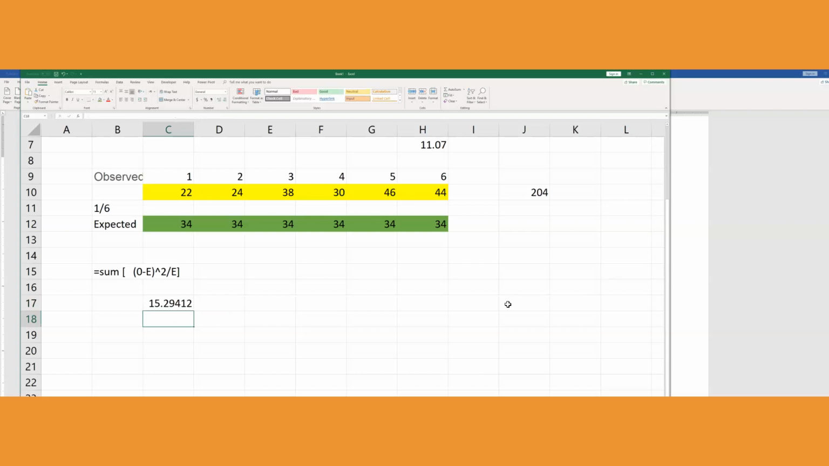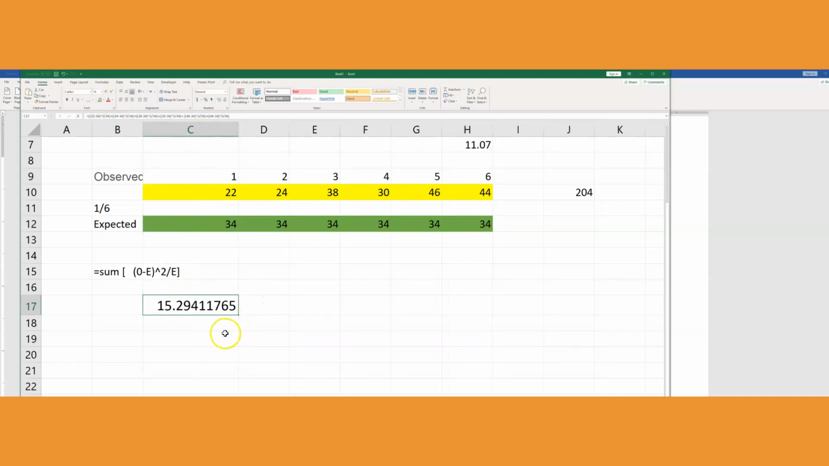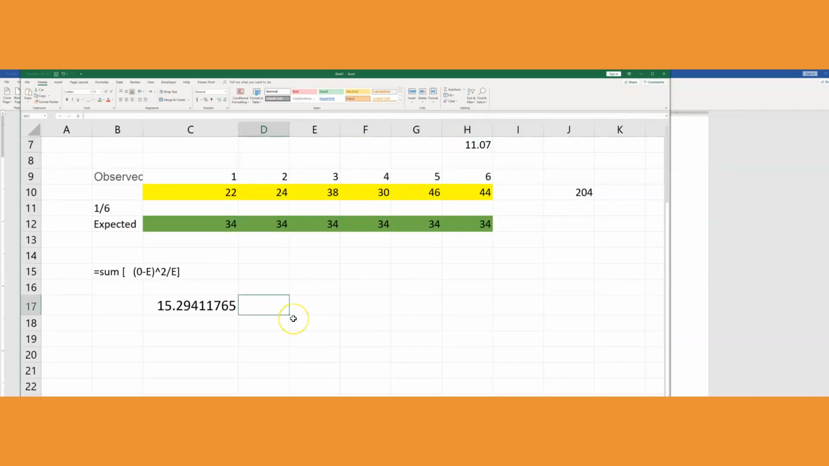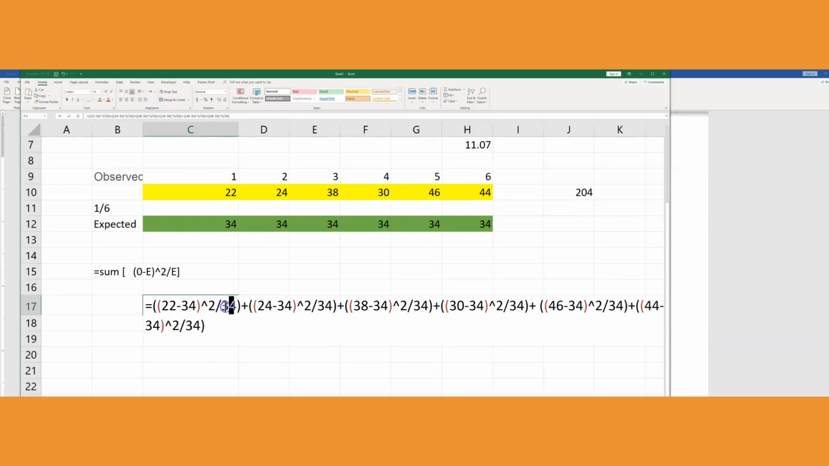It's going to be 15.2. See, the sum of every observed value minus the expected value, squared, divided by the expected value 34. So now we get this value here. As you notice, this value is 15.2929.